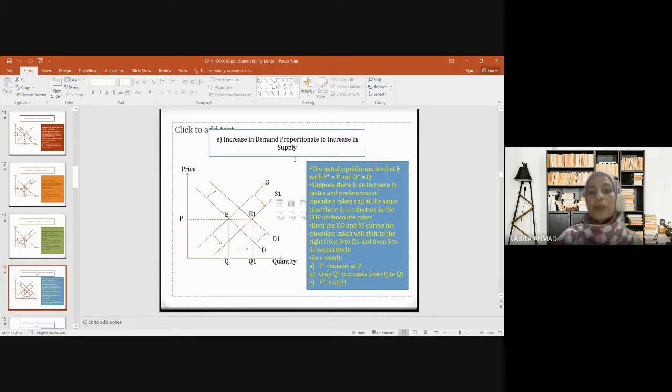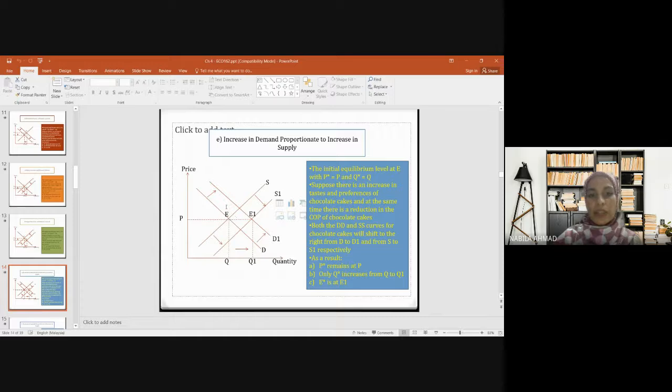Yeah. So here kita tengok, suppose there is increase in a taste and preference of chocolate cakes. So taste and preference adalah determinants of demand. So dia akan affect demand. And at the same time, there is reduction in the cost of production of chocolate cake. So cost reduce juga. Jadi ini akan affect supply. So dekat sini ada dua situasi di mana dia akan affect demand dan dia akan affect supply. Okay, so initial condition di mana S intersect dengan D.